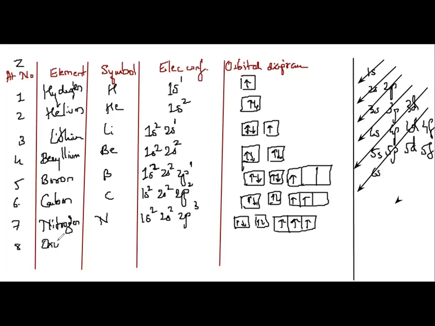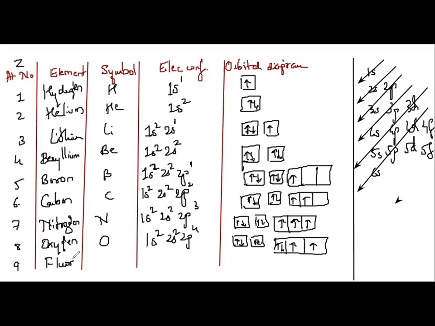Eighth one, oxygen, O, 1s2, 2s2, 2p4. I will show only till 10 electrons; later you can practice it. 2p4: so spin up, spin up, spin up, and then pairing starts. Ninth one, fluorine, F, 1s2, 2s2, 2p5. So orbital diagram: spin up, spin down, spin up, spin down, and here spin up, spin up, spin up, spin down, 5 electrons.